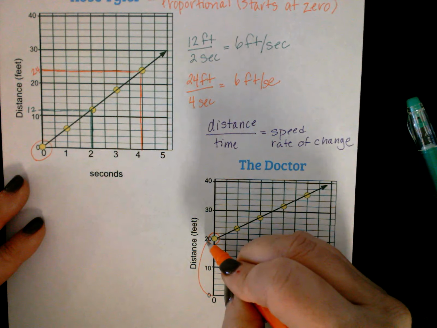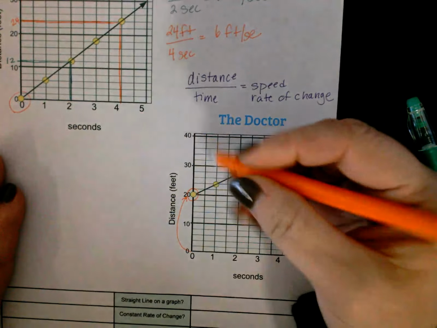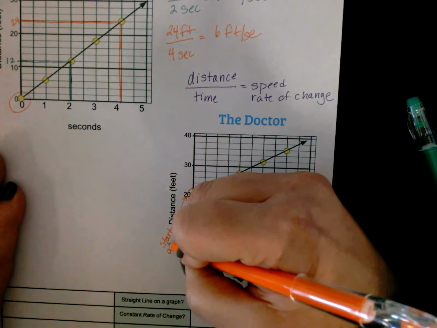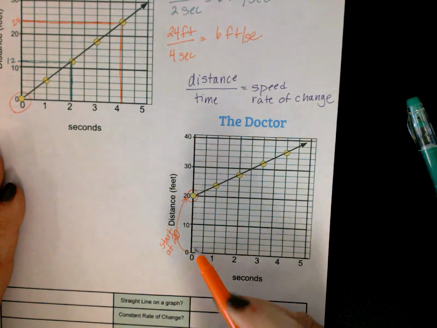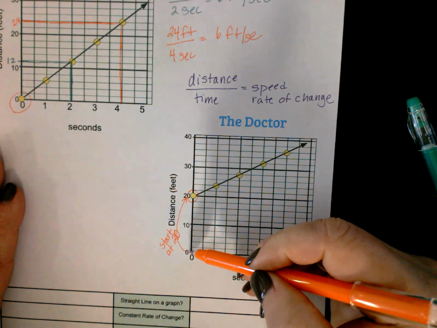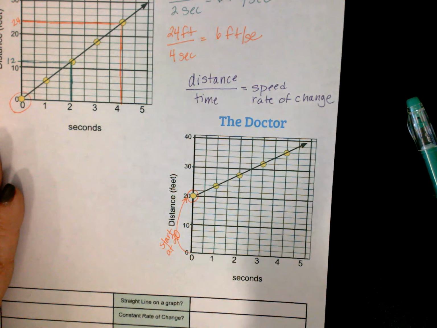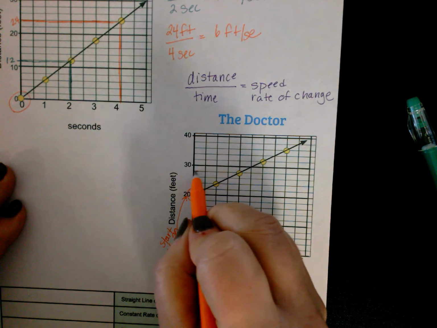But when I look at the doctor's information, right here is his starting point. He started 20 feet away from the TARDIS. So his starting point is at 20, not at the 0. Right here would be next to the TARDIS. He started at 20.